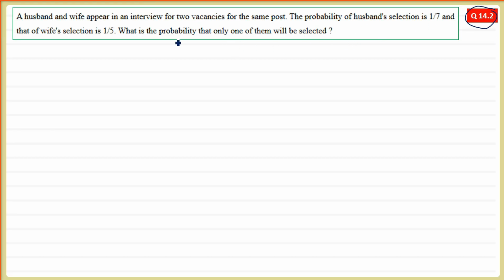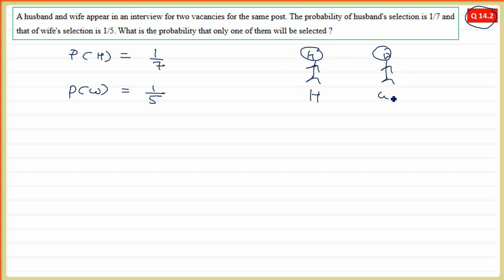Three parts are there. So what is the probability that only one of them will be selected? Let me write the probability of husband being selected and the wife being selected one more time. P(H) is 1 by 7, P(W) is 1 by 5. Only one of them will be selected, that is, either the husband gets selected or the wife gets selected, but not both. So when the husband is selected, the wife should not be selected, and when the husband is not selected, the wife should be selected. This is the scenario we have to solve here.